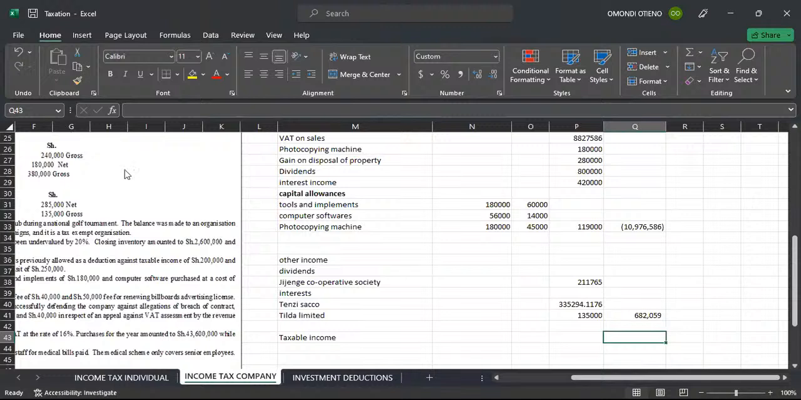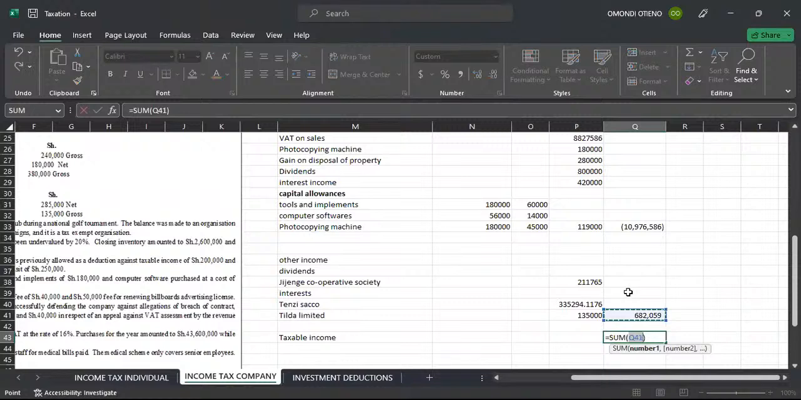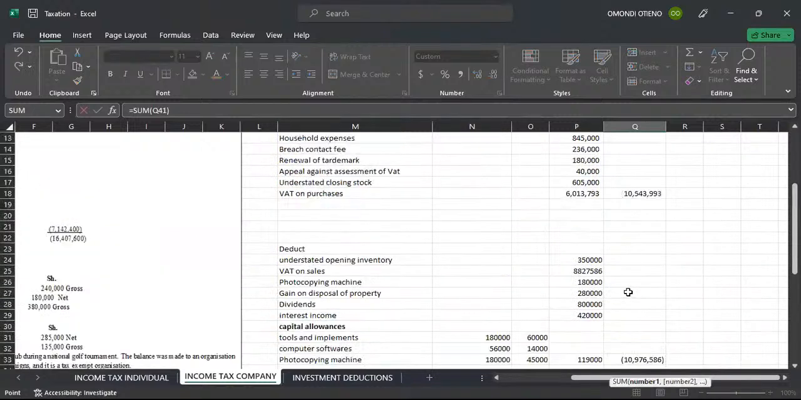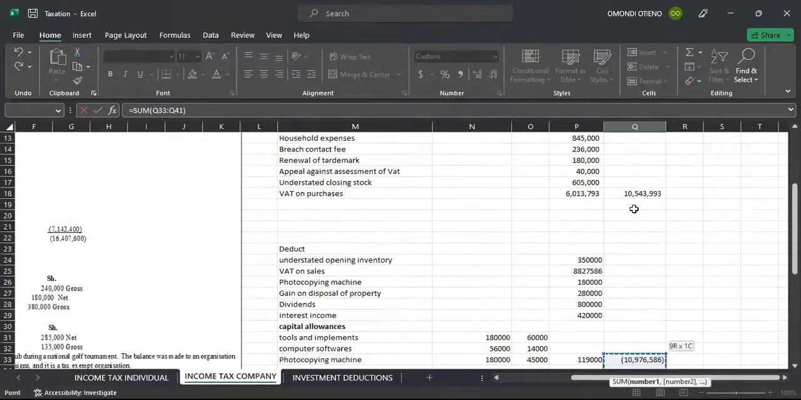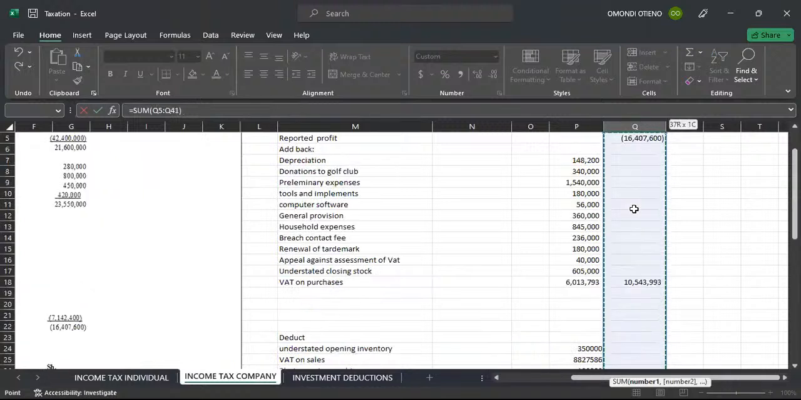Taxable income ni ngapi? The summation of the values in column Q. Ni ngapi? Yes, let me see your figures. Negative 16, 158, 134.